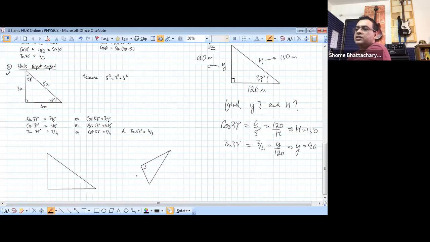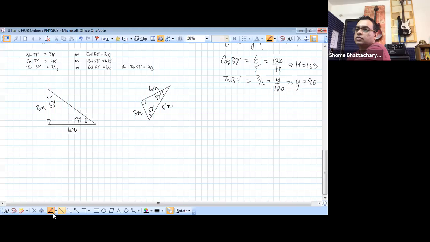Okay. Now in this triangle, you can see that this is the smaller side, this is the larger side, and this is the hypotenuse. So always the angle which is opposite to the smaller side, that one will be which one? The smaller angle. So this angle will be 37. And the angle opposite to the 4x side, that will be the larger angle, 53 degrees. Here the way I've drawn the triangle, you can see this is the smaller side, this is the larger side. So the angle opposite the smaller side will be how much? 37. The angle opposite the larger side will be how much? 53.